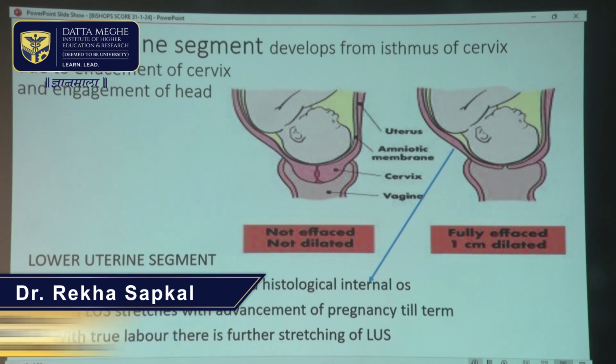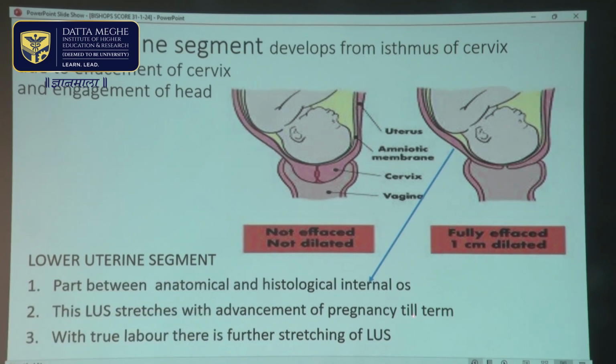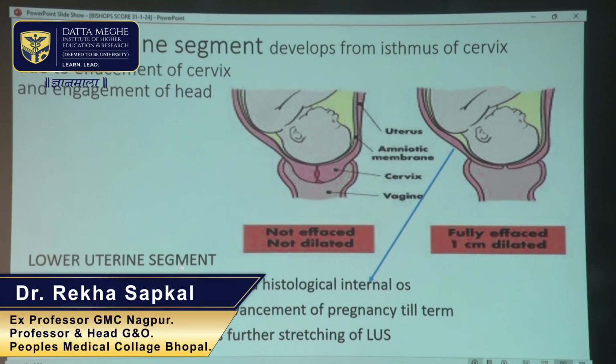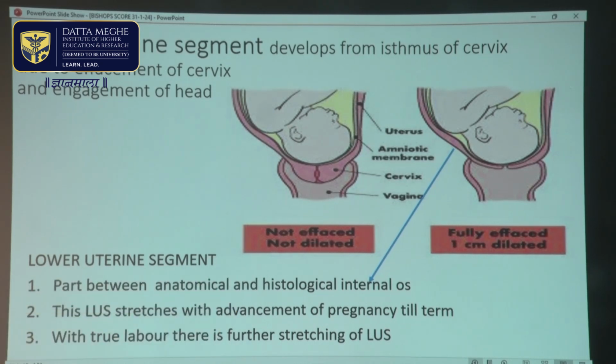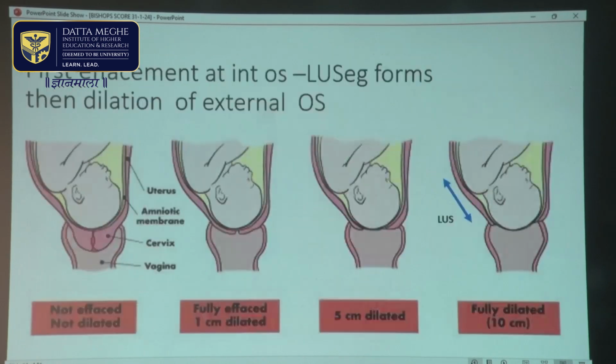With the onset of labor pains, there will be further stretching of the lower uterine segment. If there is prolonged labor, it may turn into an overstretched lower uterine segment and formation of the retraction ring. So you must know what the lower uterine segment is. We open up this lower uterine segment while doing a cesarean section. With true labor there is further stretching of this lower uterine segment. If there is formation of the lower uterine segment, that means the effacement of the cervix is already there.